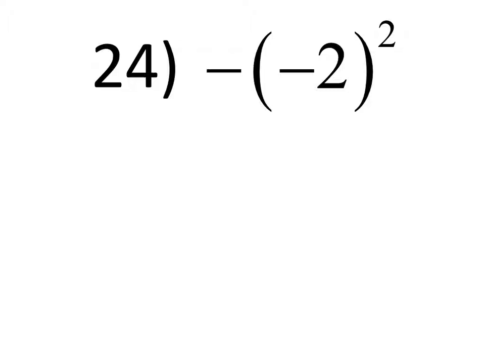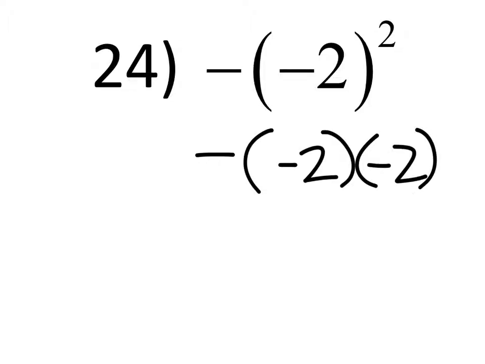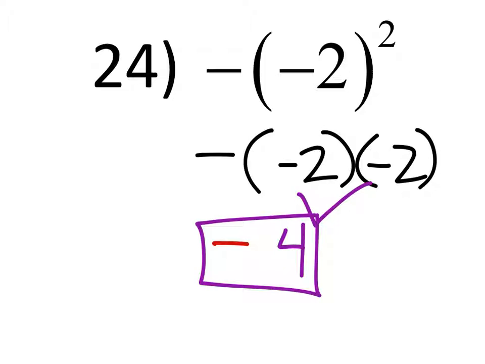A little different, but we have that negative in front, right? So it's just going to stay there, and in parentheses we got negative 2, but it's being multiplied by itself there, right? So now we got 2 negative 2's. Well, how many negatives do we really have right here? 3. 3 is odd, so the answer is a negative. And then we just do 2 times 2, which is 4. Done.